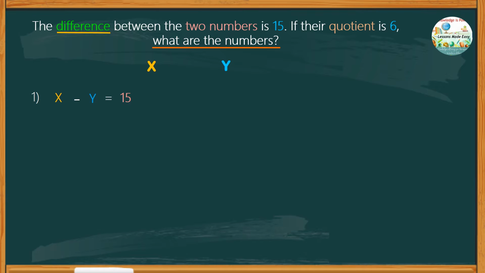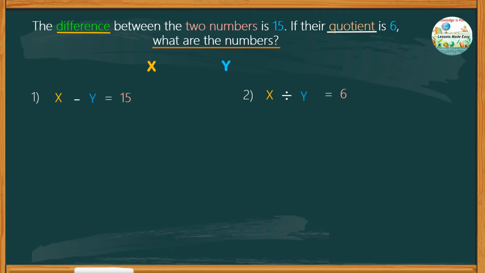It also states that the quotient of these two numbers is 6. We can find the quotient when we divide. This can be written in an equation as x divided by y equals 6. Now we can start solving for the values of x and y.